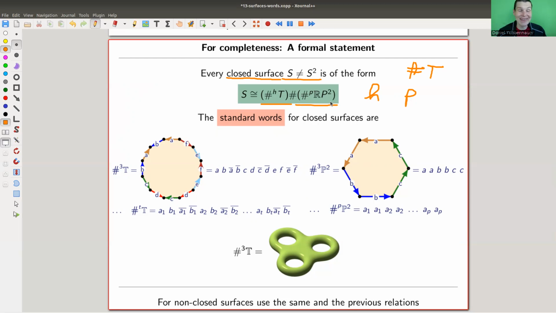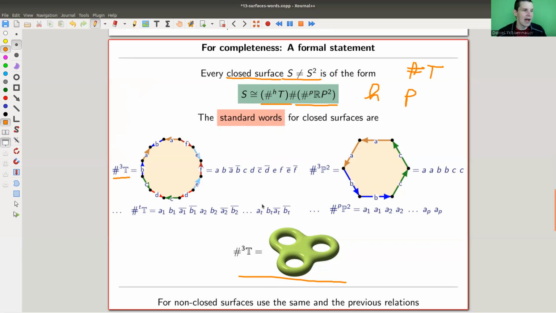And then you can just write down standard words. So a lot of words correspond to the same surface. There's some relations, but there are standard words that you can cook up. For example, 3 times the torus, which in the picture is just 3 handles, right? H is the number of handles. I will have a picture for P as well in a second. P is always a bit tricky, so P is not so easy to imagine. But 3 handles, I think I can handle 3 handles.